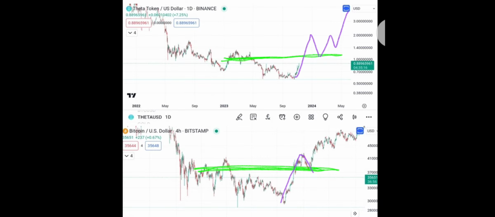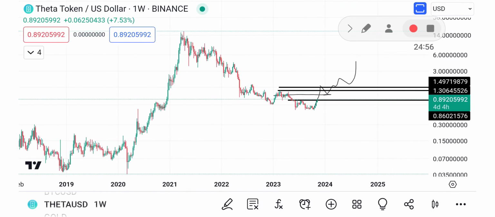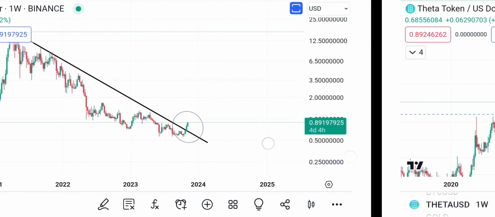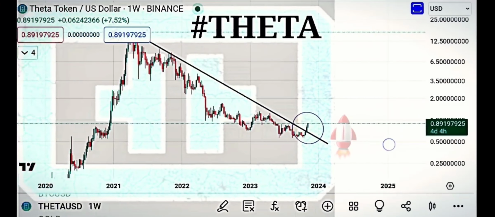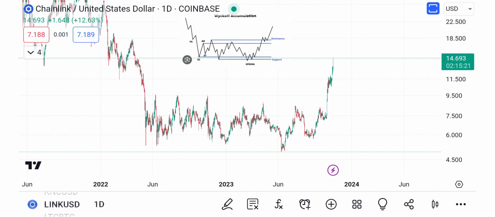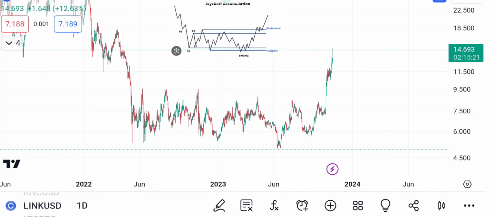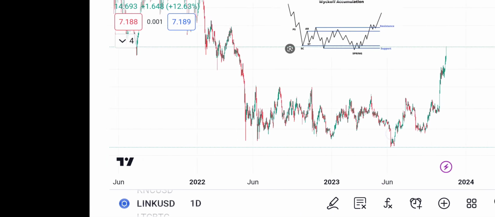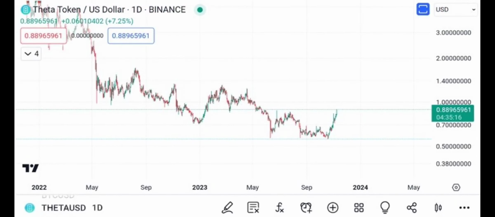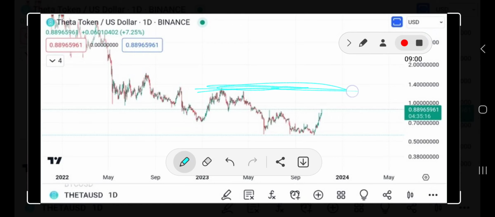Just wanted to fill you in on the Chainlink fractal that I forgot to mention. It's a very good example of what's happening here. Chainlink is a lot more orderly, right? I mean, obviously it's very erratic, but at the same time, we are doing the same thing, which is Wyckoff accumulation, which is exactly what we want to see. So let's see Theta get back up to here.